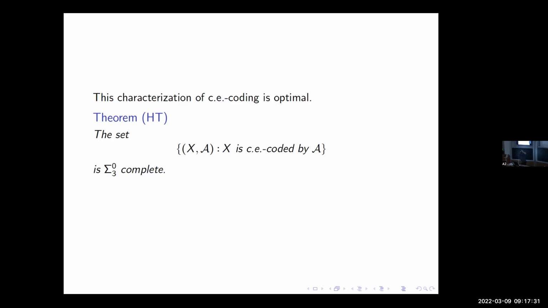Whereas if you think about it, the naive definition of C coding does something about for every copy of A. But to say for every copy of A, that's a Pi^1_1 thing to say, right? So if you think about that, the characterization by Knight really brings it down from Pi^1_1 to Sigma^0_3.